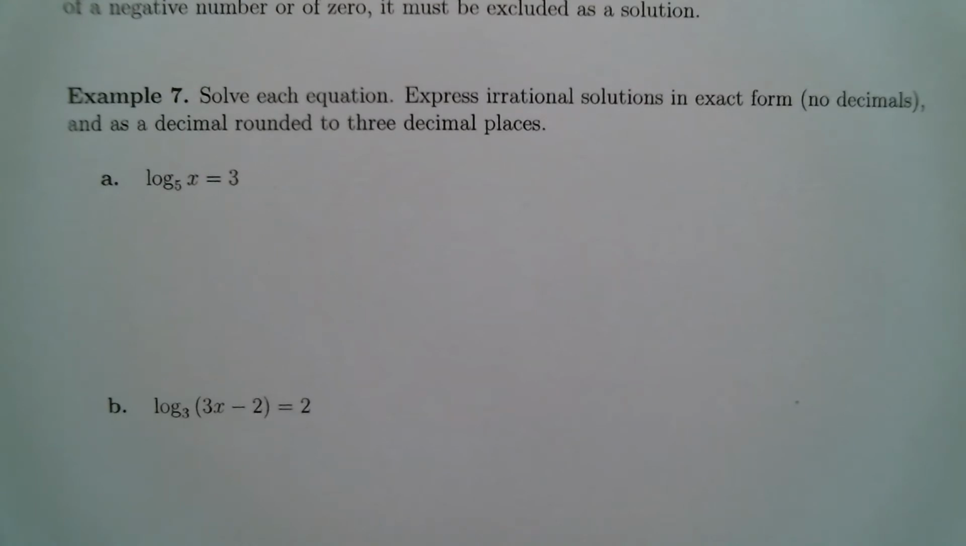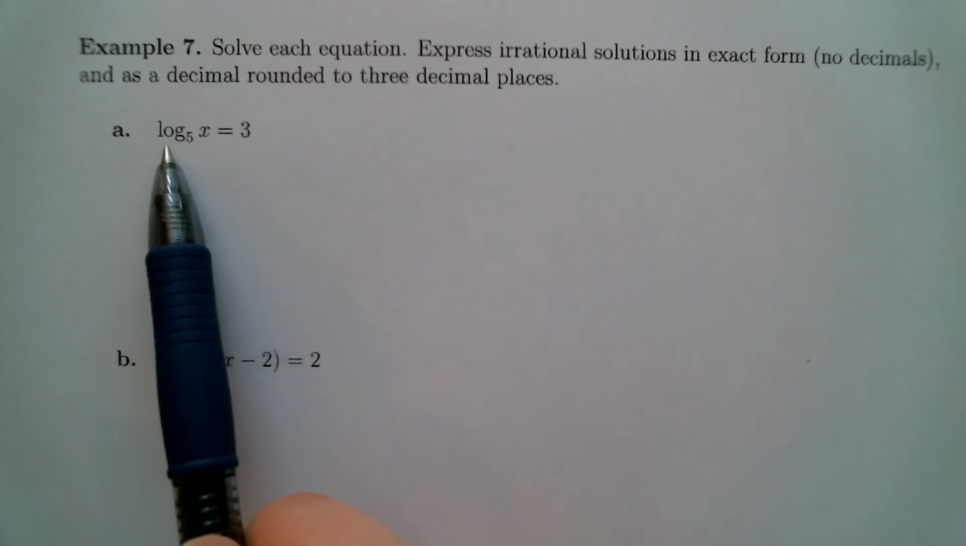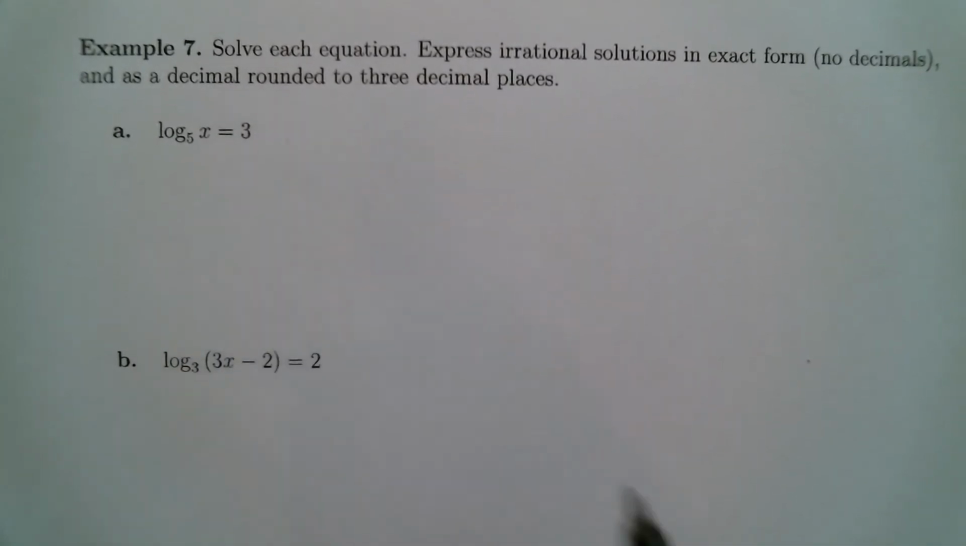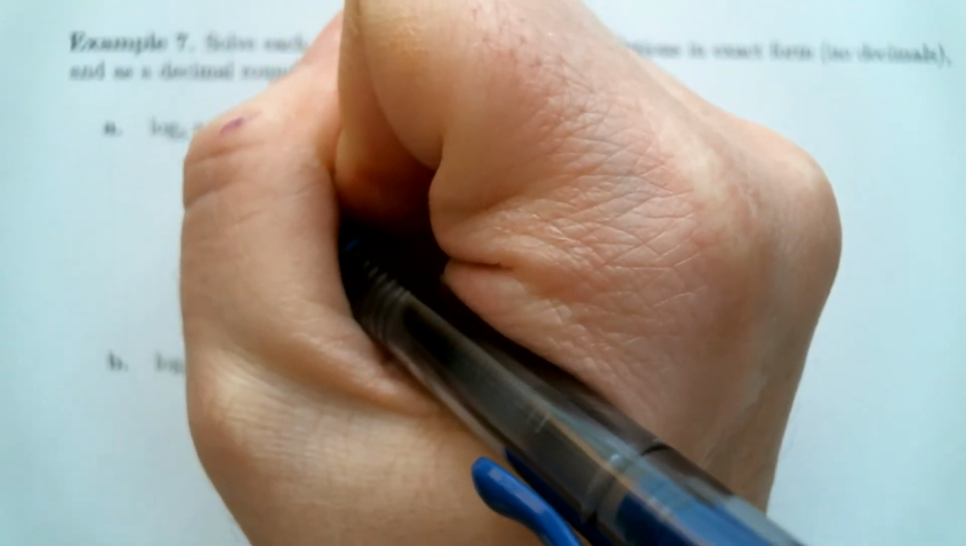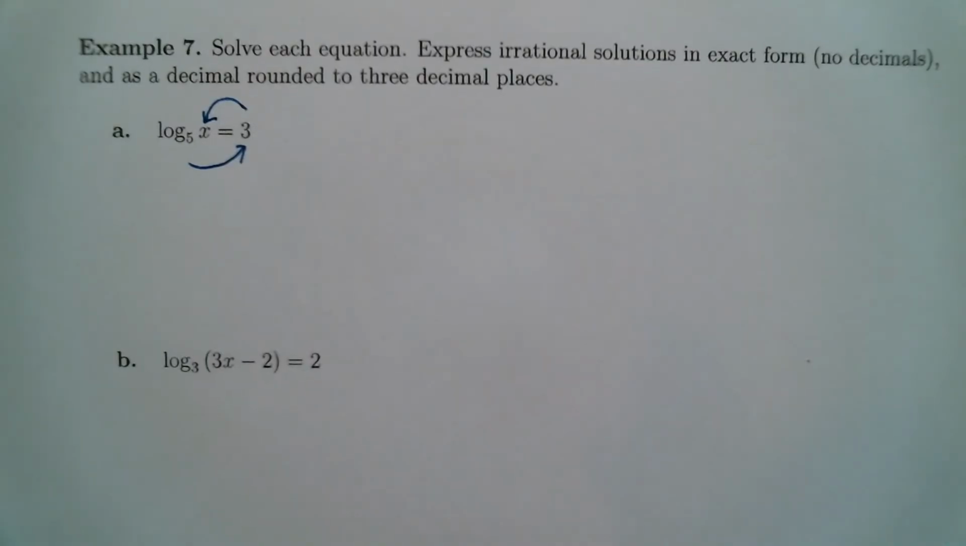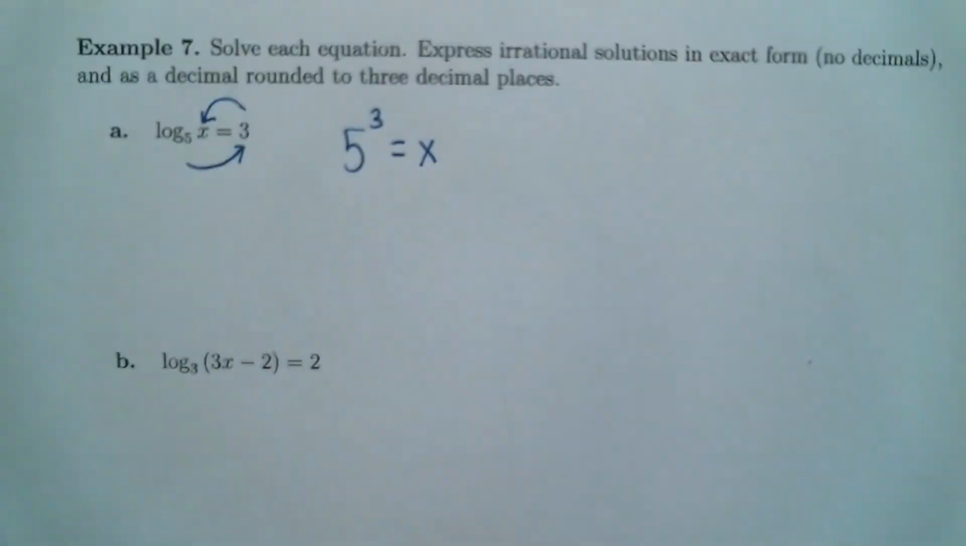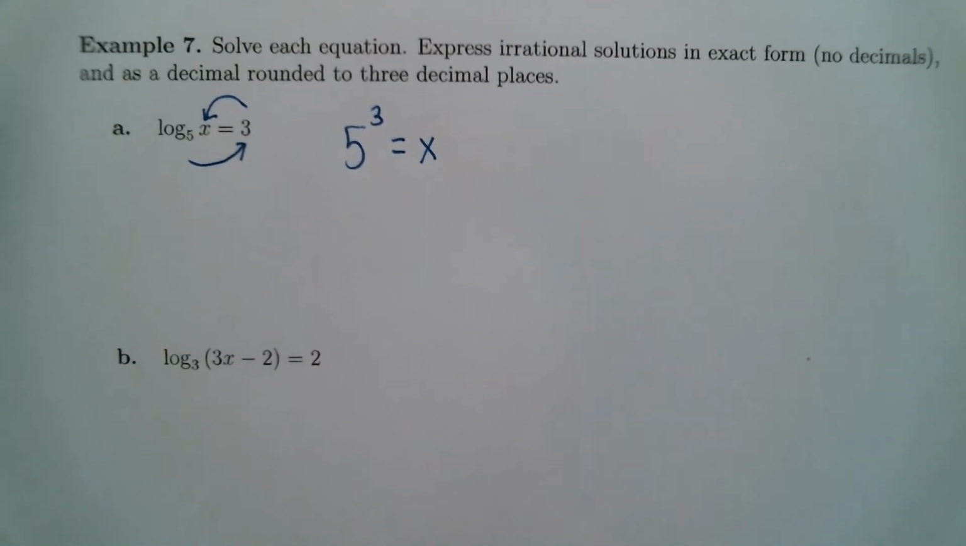So here's the first one. In part A, our equation is log base 5 of x is equal to 3. Again, you're trying to figure out what value of x makes that a true statement. All you have to do here is you've got a logarithm equal to some number, so you just apply the arrow thing. This means if I take the base and raise it to this power, I'm going to get this. An equivalent statement to this logarithmic statement is 5 to the third power is equal to x. And then you just have to figure out what 5 to the third power is.